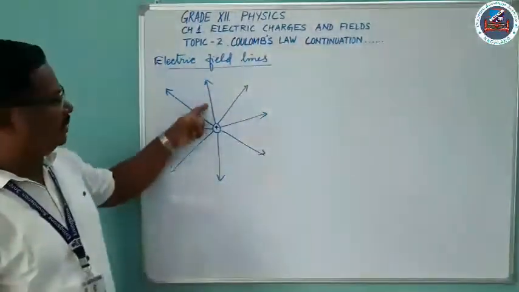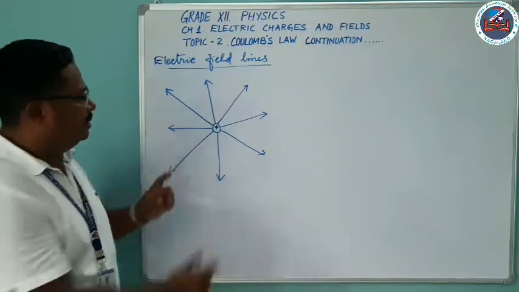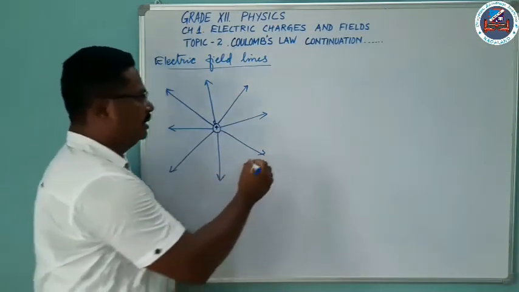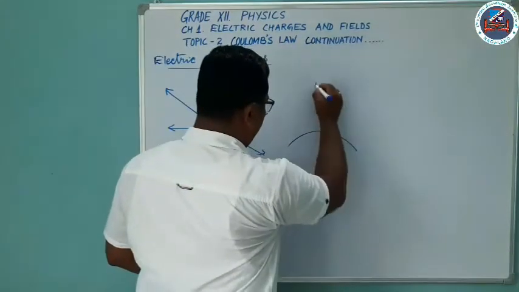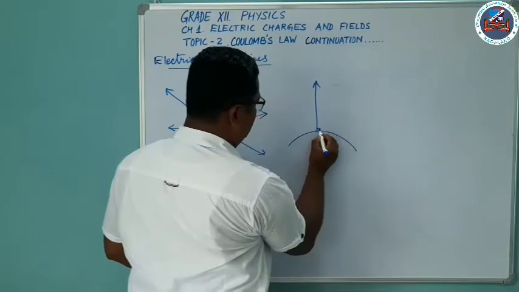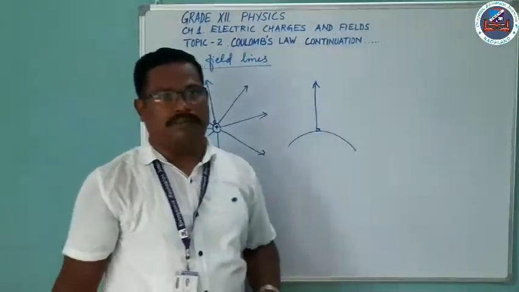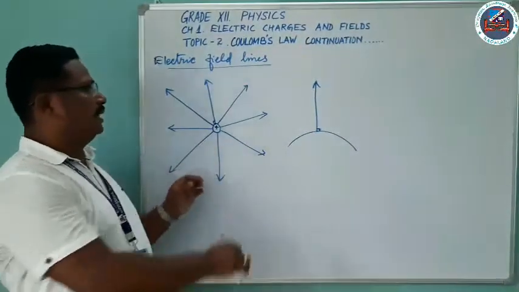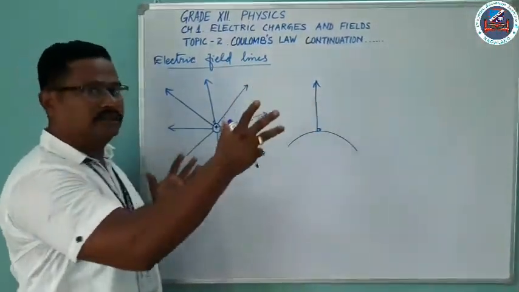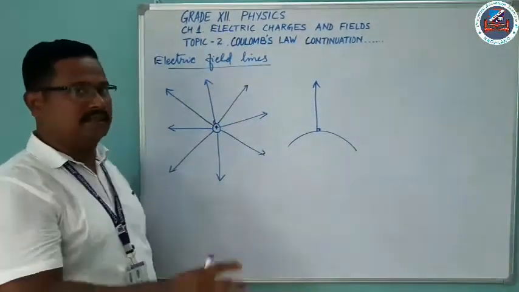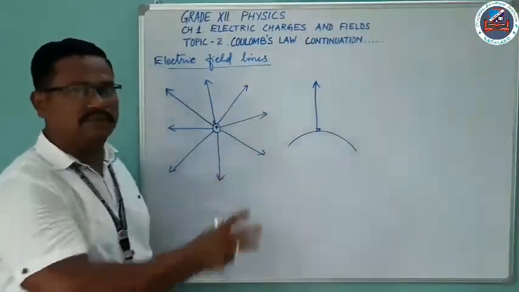They are all perpendicular at the point where they strike. Here it should be 90 degrees. Suppose this is the curve. If I draw a line like this, it must be perpendicular at that point. So in a positive charge, the field line spreads uniformly in all the directions. It starts from the positive charge and goes towards infinity.